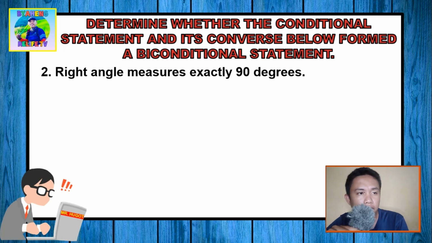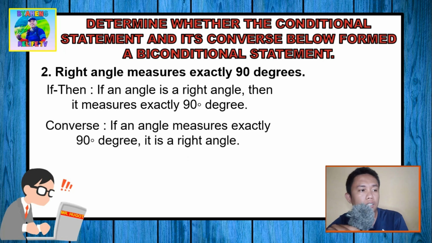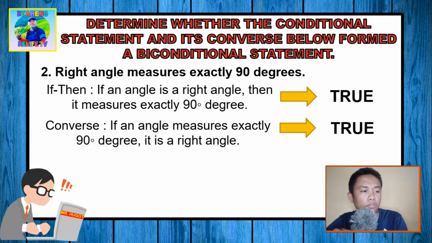Right angles measure exactly 90 degrees. If and then, if an angle is a right angle, then it measures exactly 90 degrees. So, if an angle measures exactly 90 degrees, then it's a right angle. That's the converse. Let's determine whether they're true or not. First statement, if and then, that's true. Very good. How about guys yung converse? Tingin nyo. Very good. That is also true.